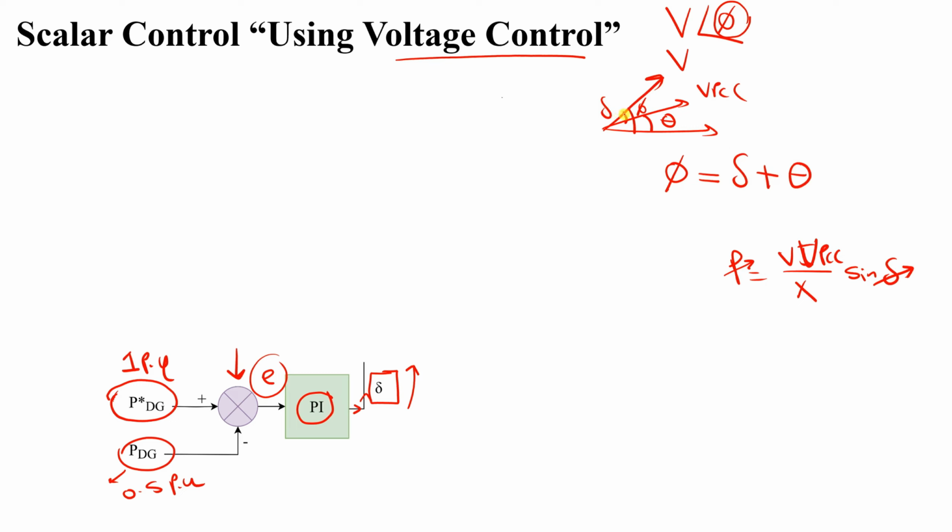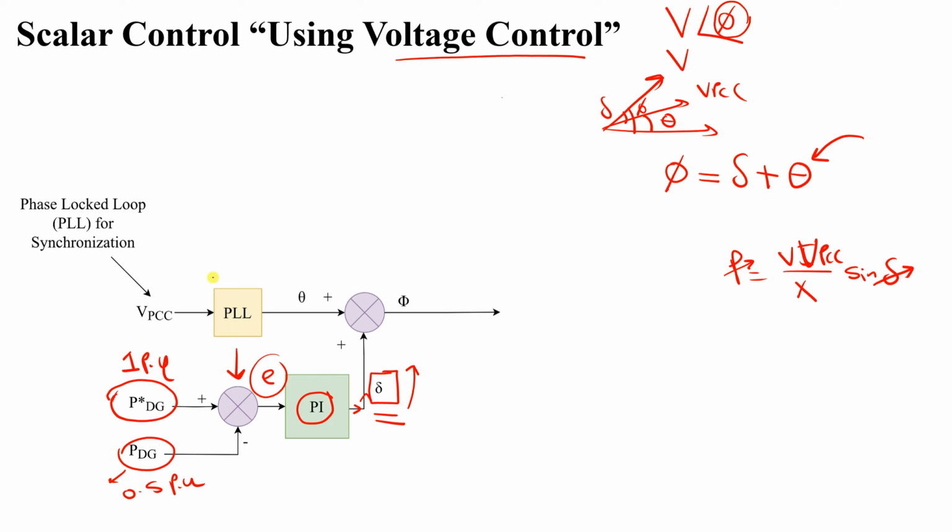So we have delta, which is given from the output of the PI controller, in addition to theta, which we need right now, which is the angle of the voltage of the point of common coupling. So how can we get theta? We need delta plus theta, which is the phase of our three-phase system. We can do this using what we call a phase locked loop. This one is responsible for synchronization with the grid. We will explain more about this later inside the course. But PLL is called the phase locked loop.